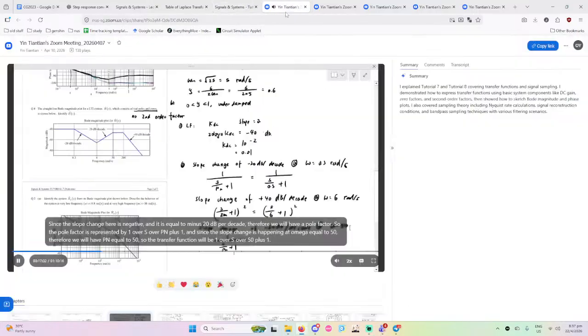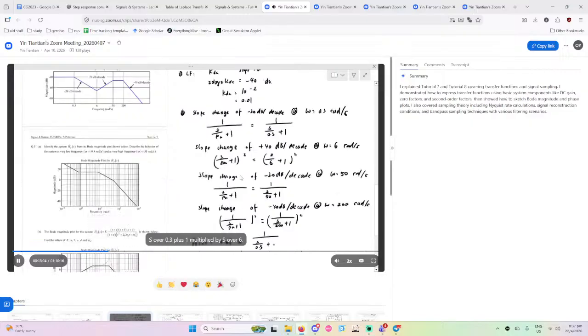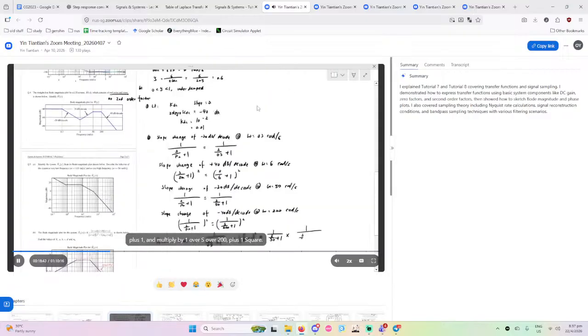And since the slope change is happening at omega equal to 50, therefore we have 1 over (s over 0.3 plus 1) multiplied by (s over 6 plus 1) squared, multiplied by 1 over (s over 50 plus 1) and multiplied by 1 over (s over 200 plus 1) squared.